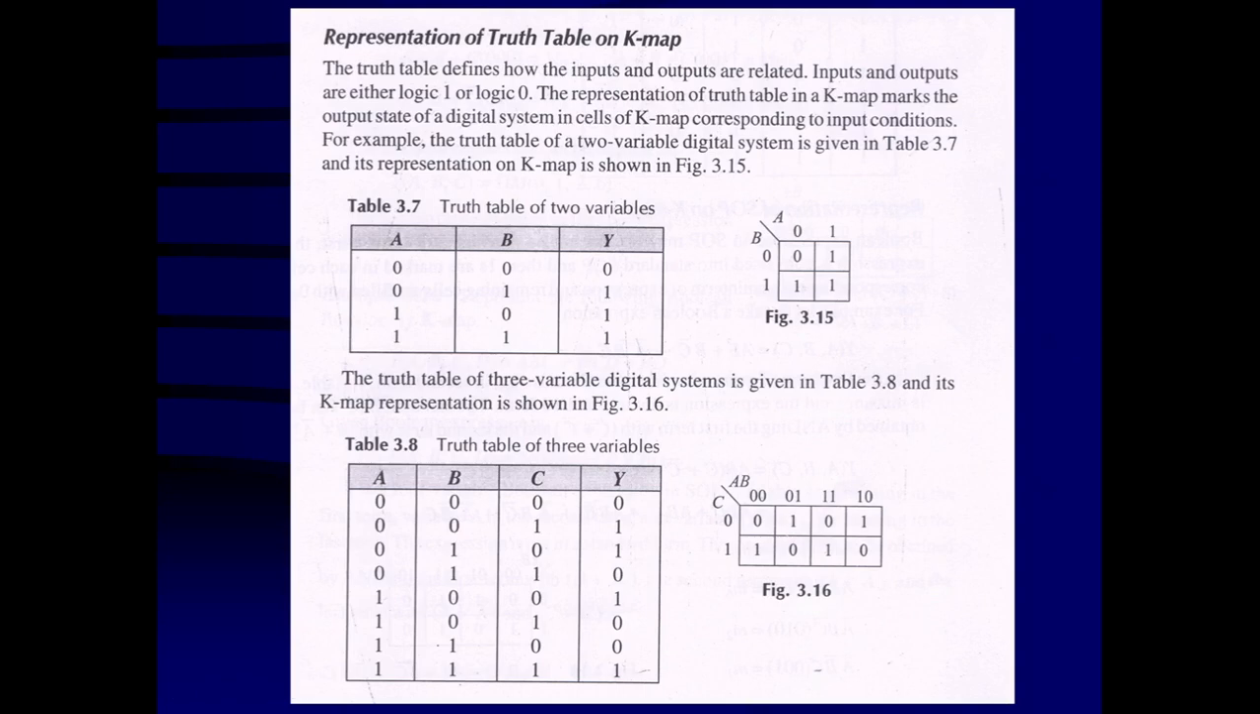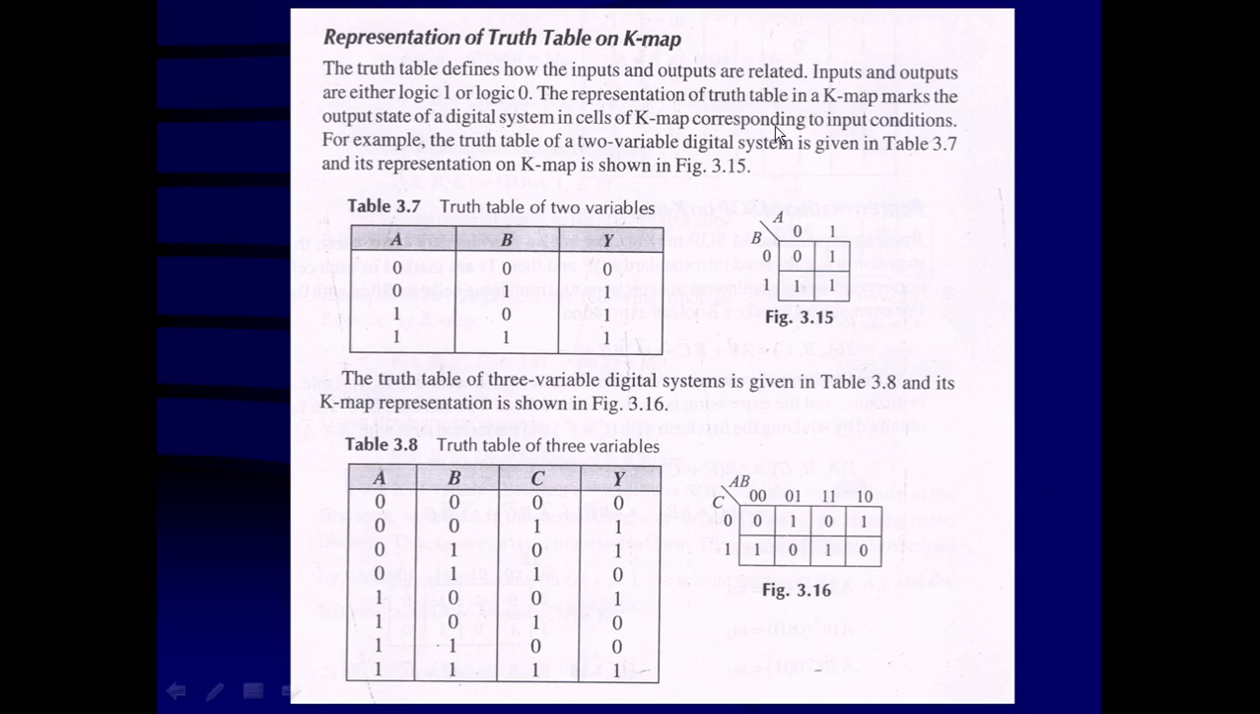So we are going to study now the 3 types of representation: the truth table representation on the Karnaugh map, the sum of products equation in the Karnaugh map, and the product of sums equation in the Karnaugh map. The first thing is representation of the truth table onto the Karnaugh map. The truth table defines how the inputs and outputs are related. Inputs and outputs are either logic 1 or logic 0.